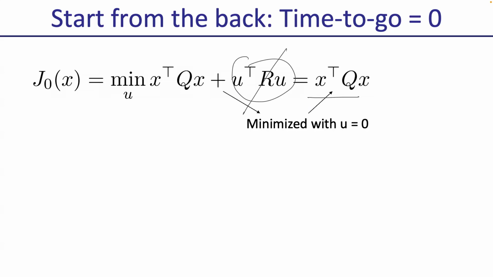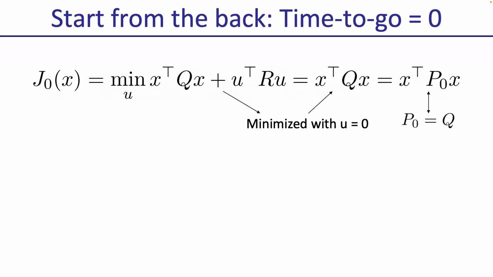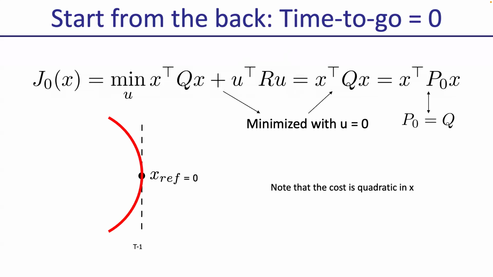If your state is zero, your cost is going to be zero. If your state is non-zero, your cost is going to be non-zero, right? But it's the best that you can do. You're at the last time step. That's the best that you can do. And so one way to visualize this is you can think of it as a parabola, a quadratic, around x equal to zero. The cost is zero at x equal to zero, and it's quadratic, like a bowl around x equal to zero.